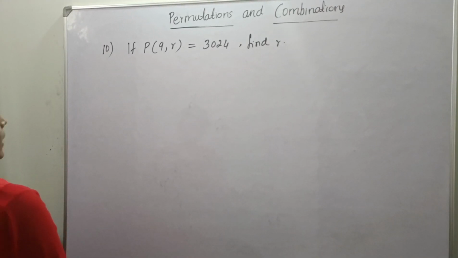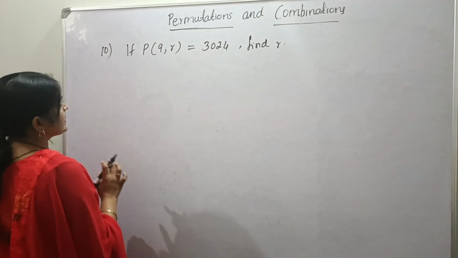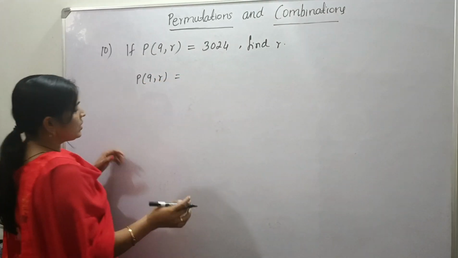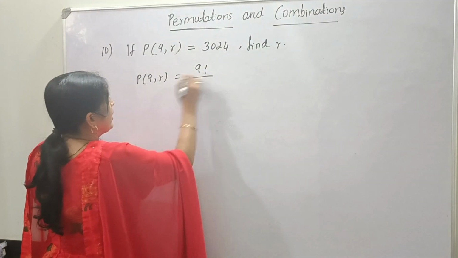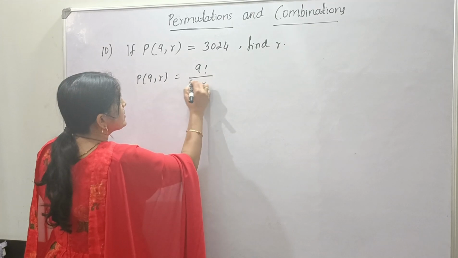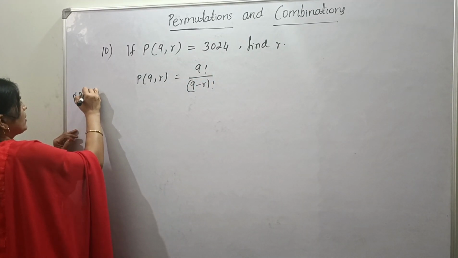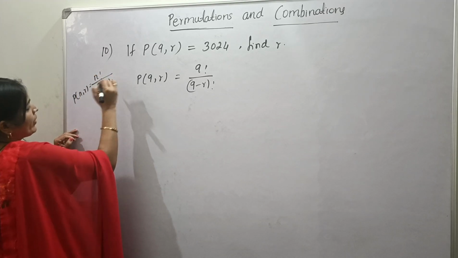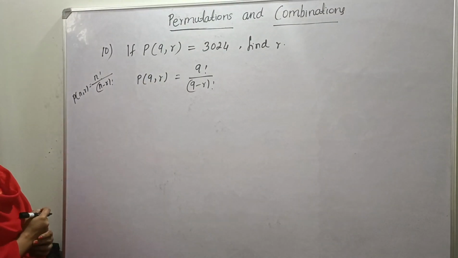If 9Pr is equal to 3024, find r. Okay. Now first let us write LHS. 9Pr, that is 9Pr. Okay. 9 factorial divided by (9 minus r) factorial, right? Because nPr is equal to n factorial divided by (n minus r) factorial, right? So 9 factorial divided by (9 minus r) factorial.